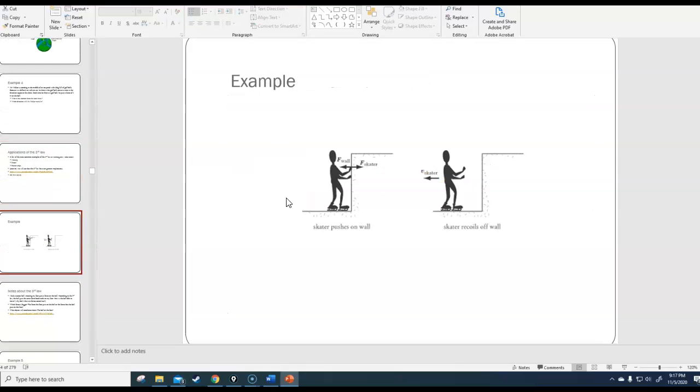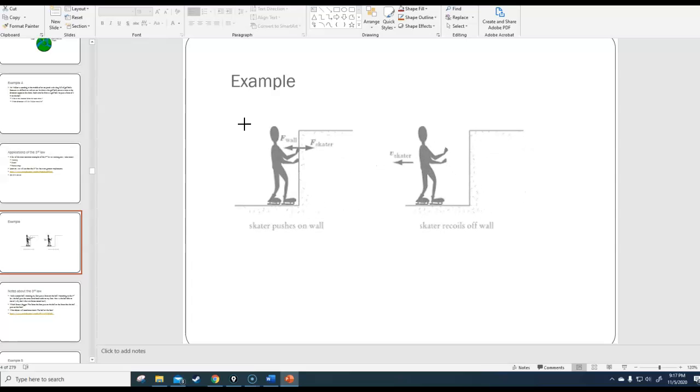Really quickly, let me show you a picture. This is the skater pushing against the wall that I showed you before. The skater puts a force on the wall, the wall puts an equal and opposite force back on the skater, and so the skater recoils off the wall. And that's another example of Newton's third law.